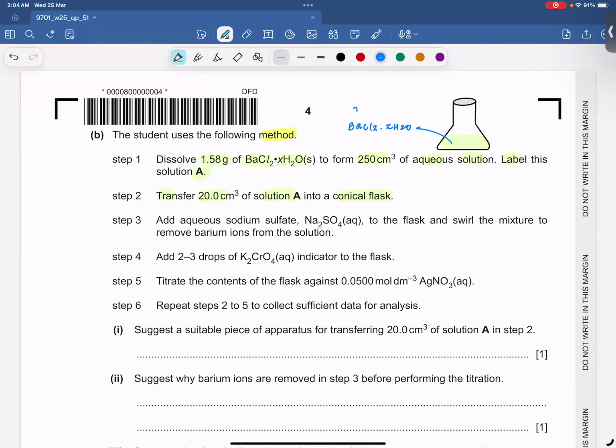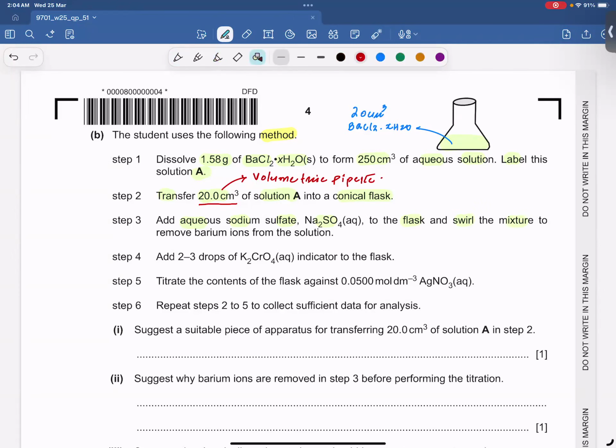And how much amount do we have? 20 cm cube. So how could we measure this volume? By using a volumetric pipette. All right. Now in the next part, aqueous sodium sulfate is added into the flask and the mixture is swirled.